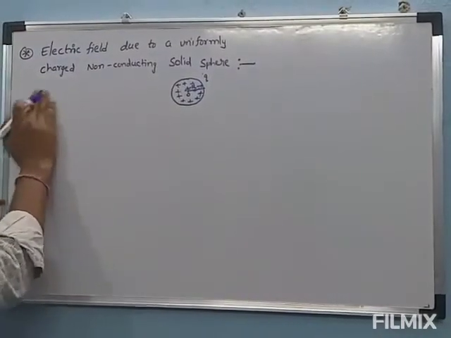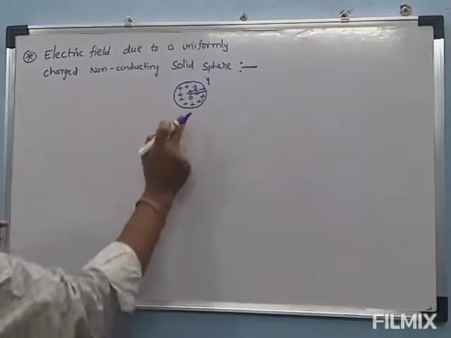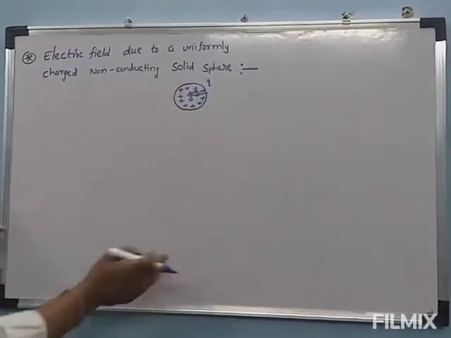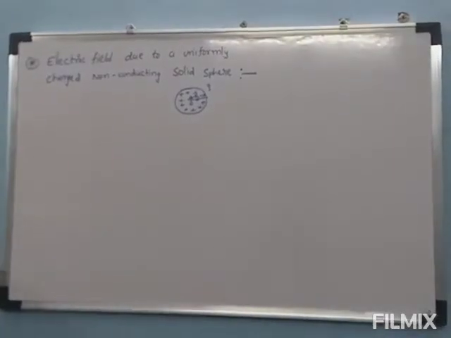Now we can find the electric field outside the solid sphere, on the surface of the solid sphere, and inside the solid sphere. Again, three conditions are there.